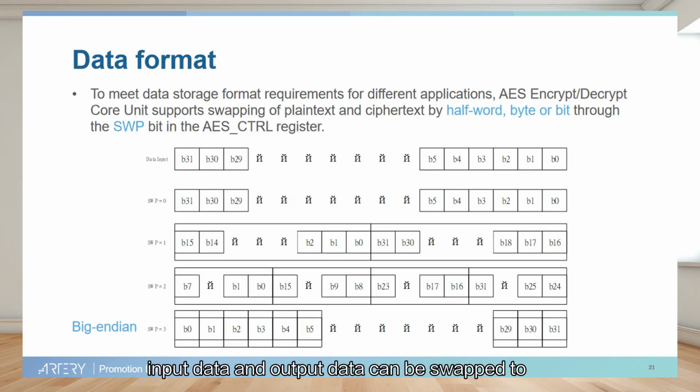As aforementioned, input data and output data can be swapped to meet data storage format requirements in different applications. The AES encrypt or decrypt core unit supports swapping of plaintext and ciphertext by half-word, byte, or bit. Set the SWP bit in the AES_CR control register to select the swapping method, as shown in this figure. Setting the SWP bit processes data in big-endian format.